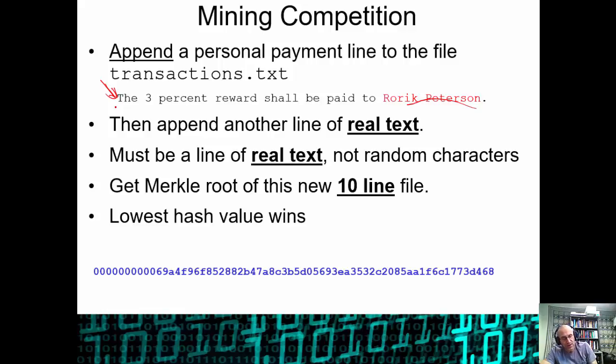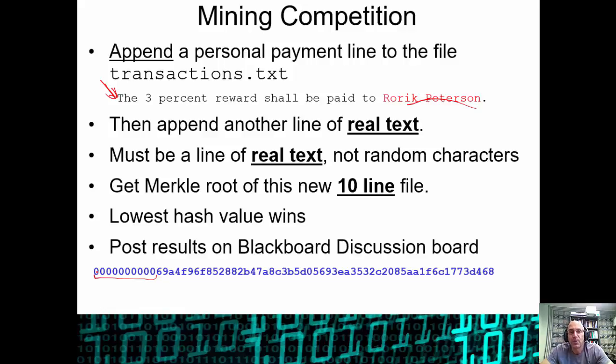So, for example, this shows a fairly low hash. We've got all these numbers of zeros. So you'll just go ahead and keep finding it, keep guessing real lines of text to go ahead and stick in there until you find a really low hash value. To keep track of this, there's a discussion board on Blackboard, and you can go ahead and post your results in there.